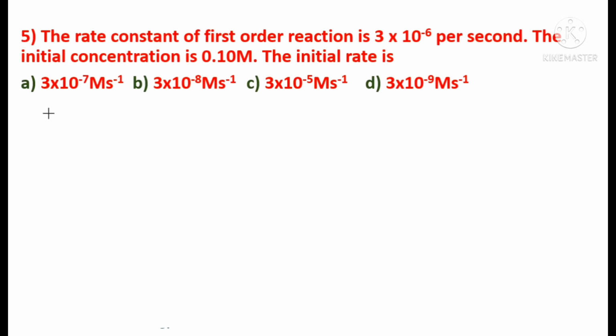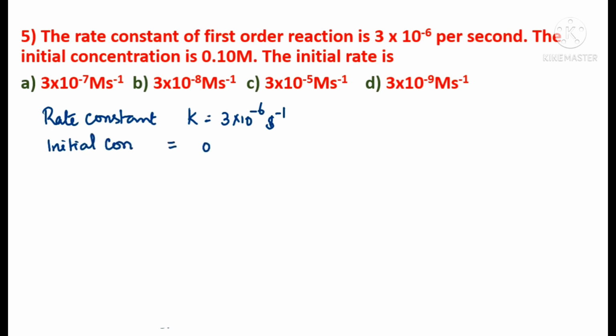Okay, first let us write the given data. Rate constant, what is rate constant? K. Okay, K value is given. It is 3 into 10 to the power minus 6 per second. Is it not per second? Right? Okay. Then initial concentration. Initial concentration is also given. That is 0.10 M. Okay. And you are asked to find out the initial rate. Okay, now we shall go for the solution. Here, let us write the rate expression for the first order.